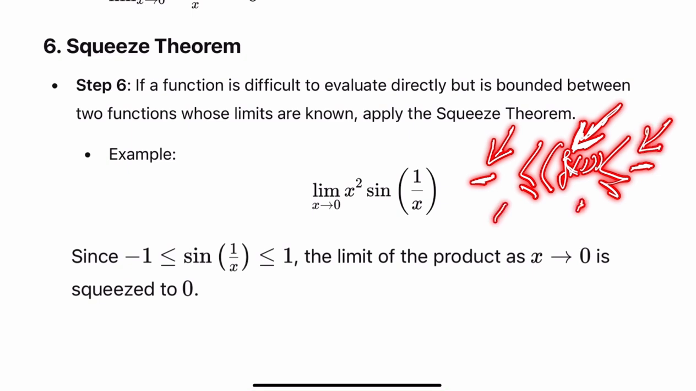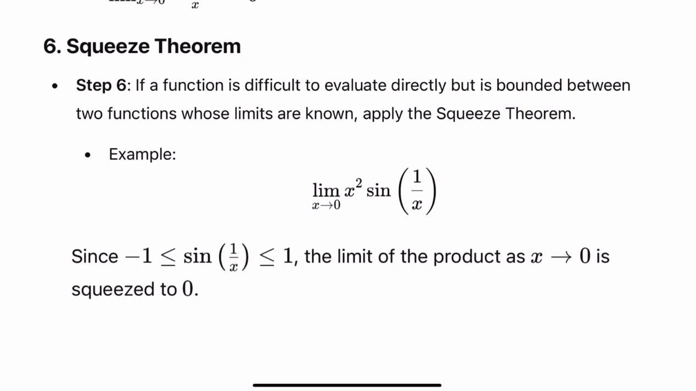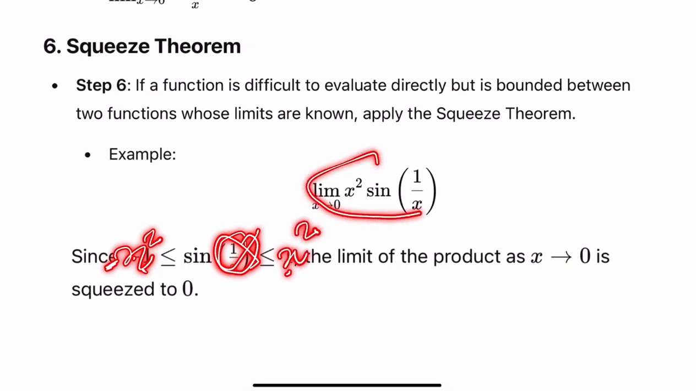So for example, the limit of x squared sine 1 over x, as x goes to 0, we can squeeze. We know that sine of anything is always between minus 1 and 1. So if we multiply by x squared, you get minus x squared and x squared. So we know that this function is squeezed between minus x squared and x squared.